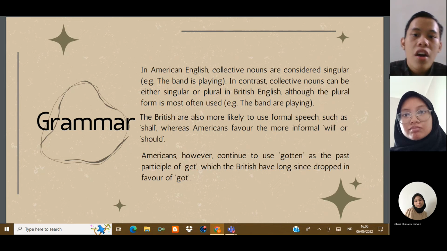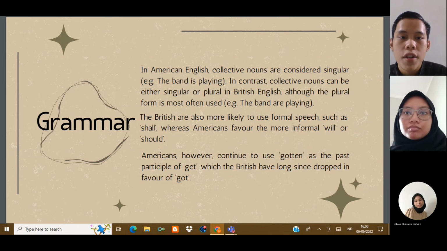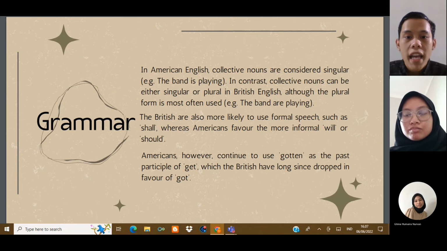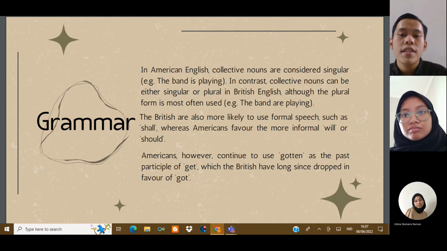In American English, collective nouns are considered singular. For example, the band is playing. In contrast, collective nouns can be either singular or plural in British English, although the plural form is most often used. For example, the band are playing. The British are also more likely to use formal speech, such as shall, whereas Americans favor the more informal will or should. Americans, however, continue to use gotten as the past participle of get, which the British have long since dropped in favor of got.